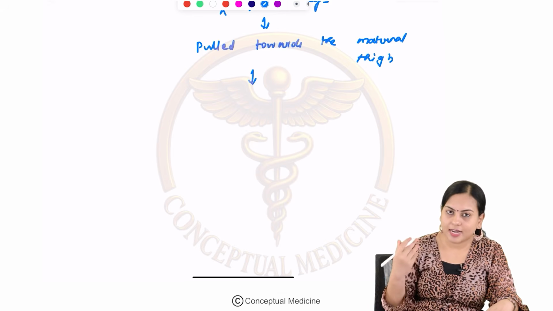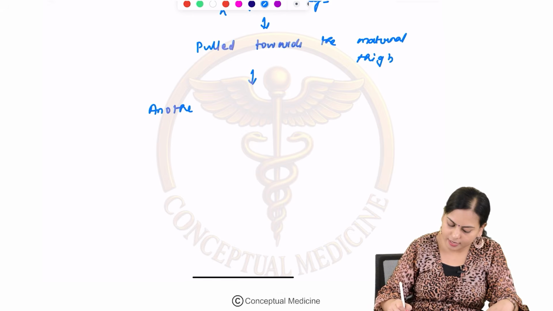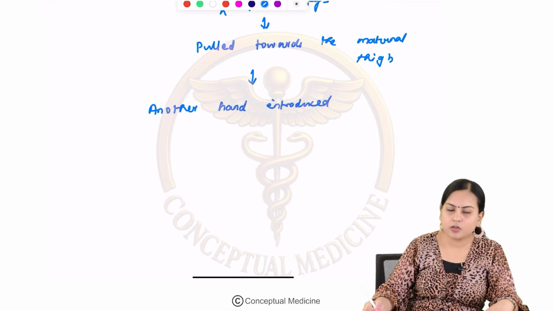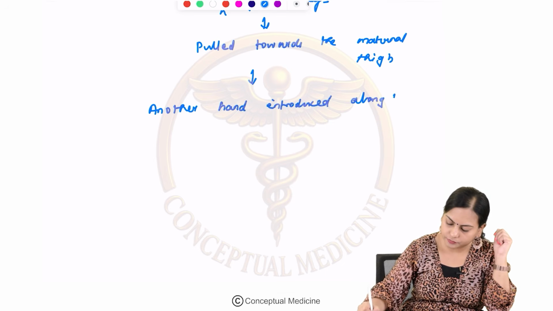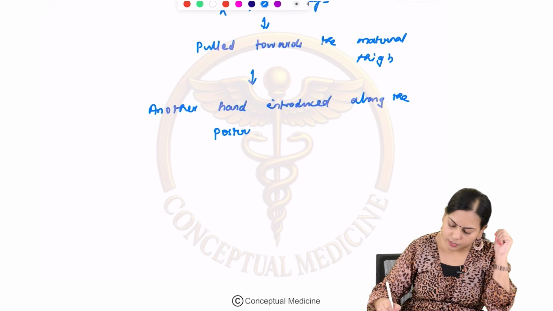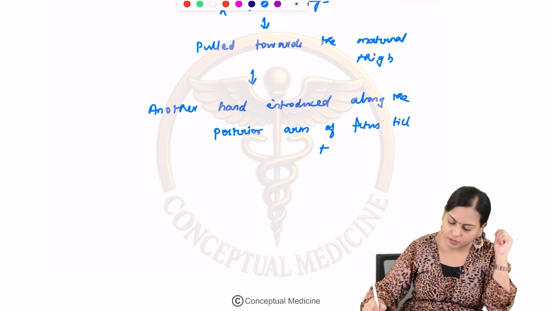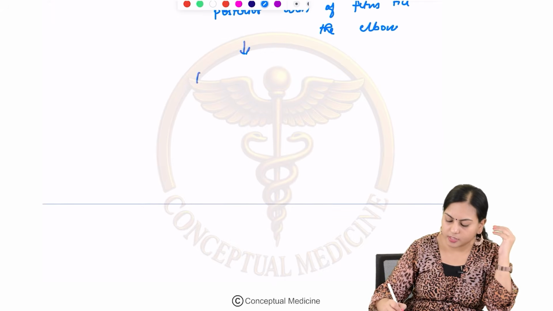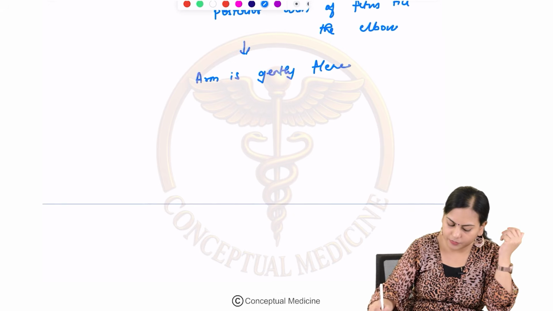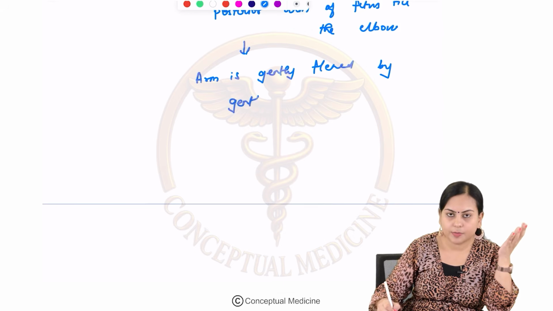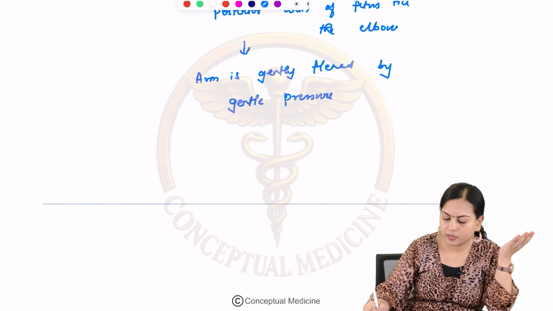Now another hand will be introduced along the posterior arm of the fetus till its elbow. Then the arm is gently flexed, by gentle pressure at the cubital fossa.